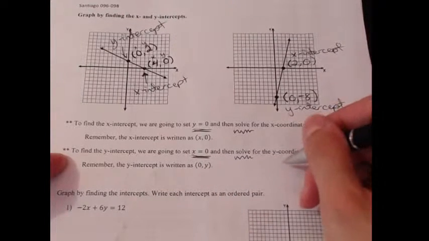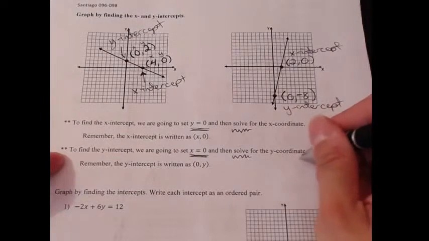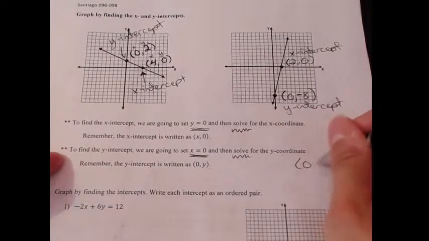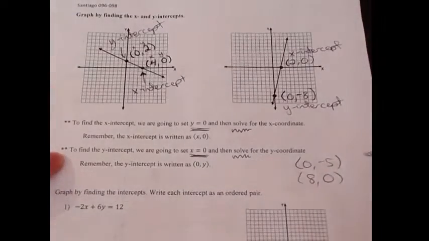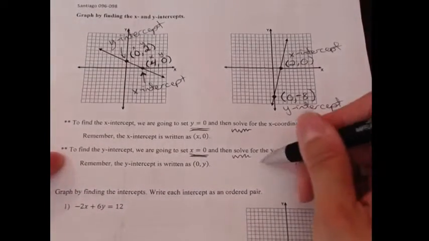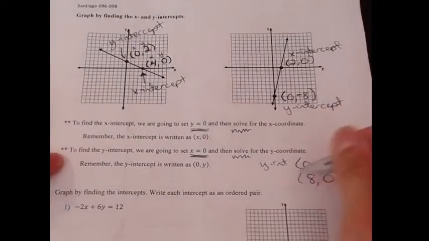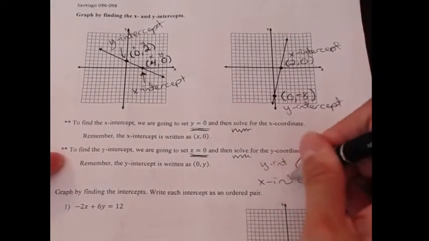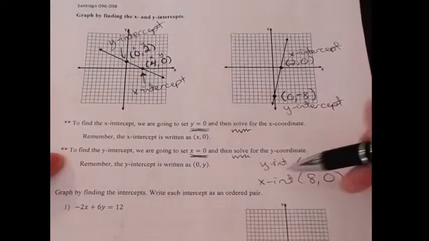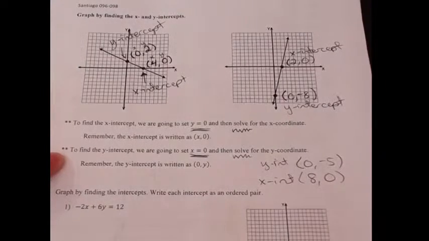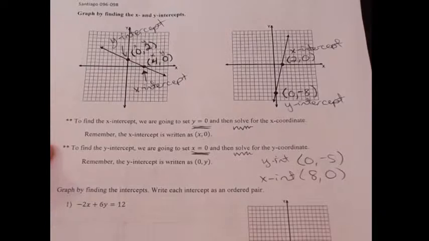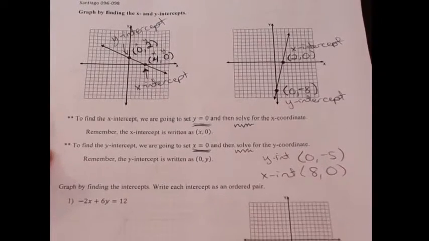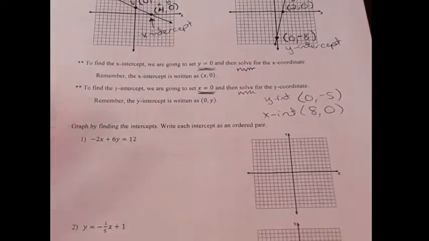So if somebody said, my 2 intercepts are (0, -5) and (8, 0), you're going to say, well, this one is a y-intercept, and the second one is an x-intercept. You're going to be able to say that because you understand the way points work, and you also understand where these points are located.